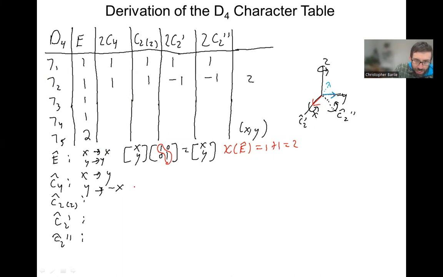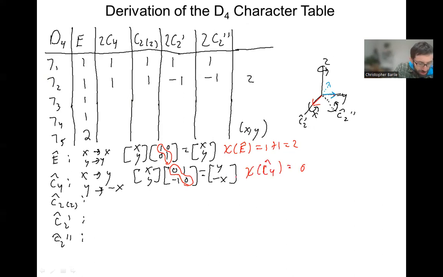Okay, and then we do a very analogous thing for the C4 operation. We write a matrix, and this is going to be zeros off the diagonal. And we're going to have 1s and -1s there. But really, that's the matrix that takes x, y into y, comma minus x. You take the sum across the diagonal, 0 plus 0, and you get chi of C4 operation is equal to 0. And so we can then put in a big 0 there.